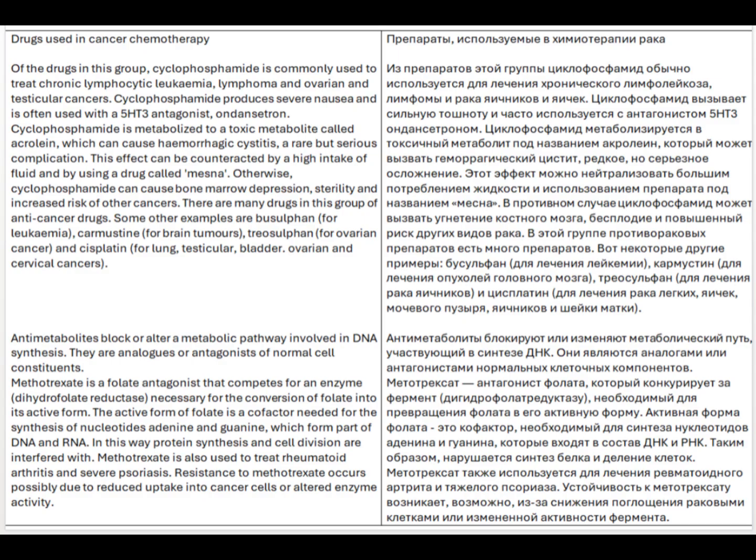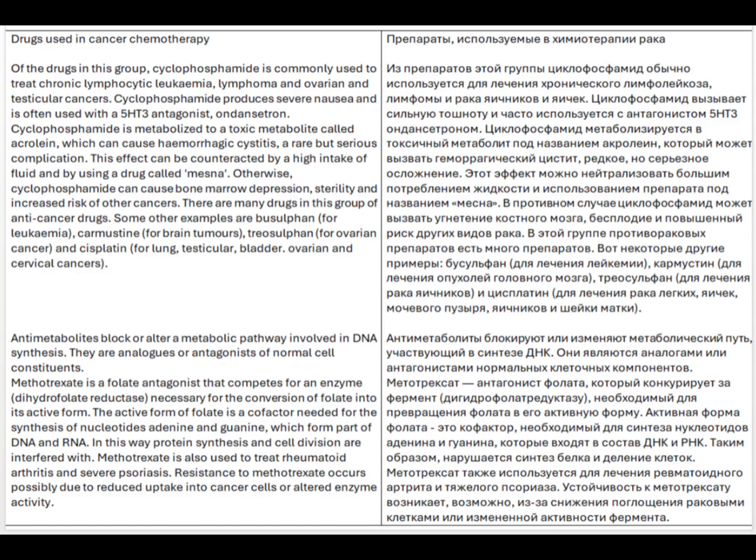Antimetabolites block or alter a metabolic pathway involved in DNA synthesis. They are analogues or antagonists of normal cell constituents. Methotrexate is a folate antagonist that competes for an enzyme, dihydrofolate reductase, necessary for the conversion of folate into its active form. The active form of folate is a cofactor needed for the synthesis of nucleotides adenine and guanine, which form part of DNA and RNA. In this way, protein synthesis and cell division are interfered with.